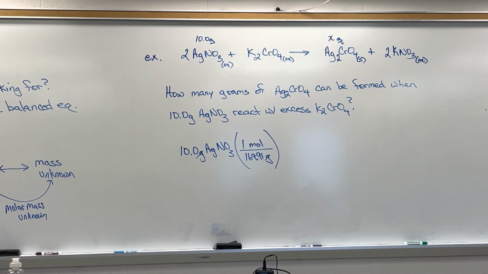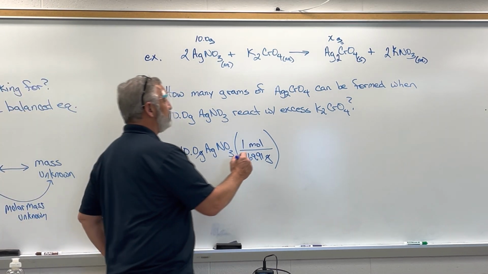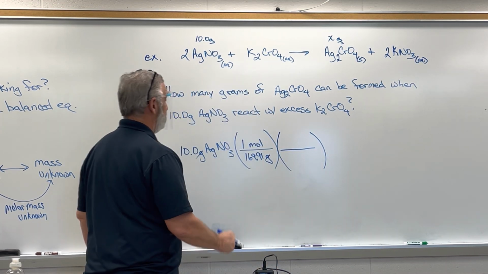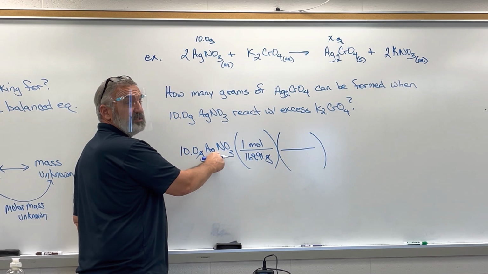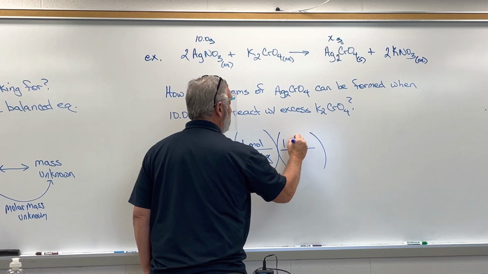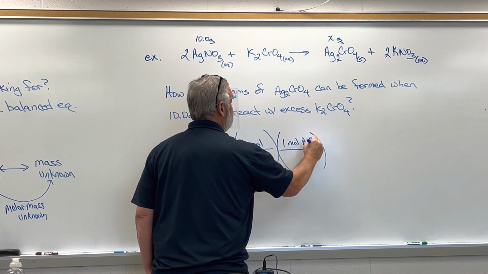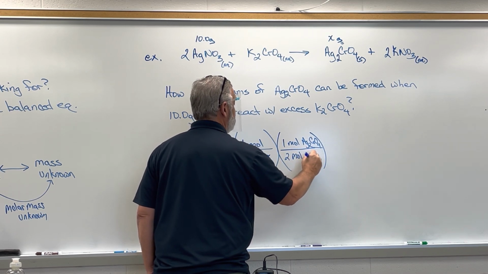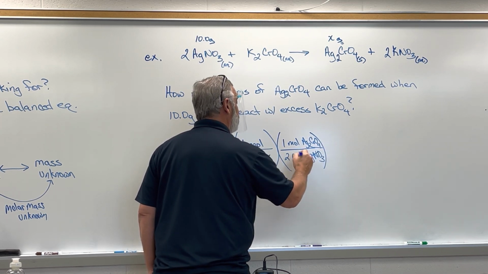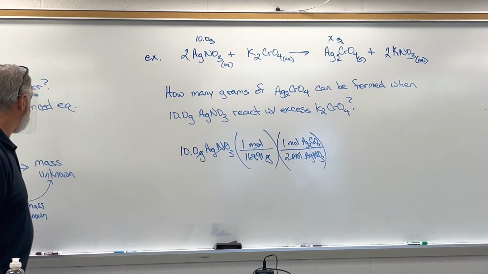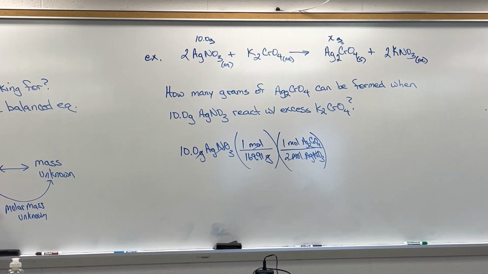What's the next step? Mole ratio. Okay, we just said it's 2 to 1, but which one goes on top, which one goes on bottom? If moles of silver nitrate is on top, where does it need to go to cancel? So we're going to say 1 mole Ag2CrO4 over 2 moles AgNO3. Moles of AgNO3 cancel. So if I stop right there, that's going to give me moles of unknown.